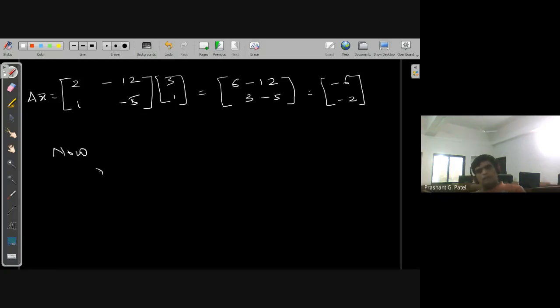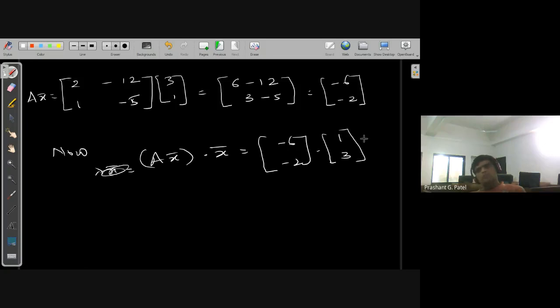So now lambda. Let's calculate Ax bar dot X bar. That is (-6, -2) dot product with (1, 3). That will give me minus 6 into 1, so minus 6, and minus 2 into 3, that will give me minus 6. So minus 12 is this.